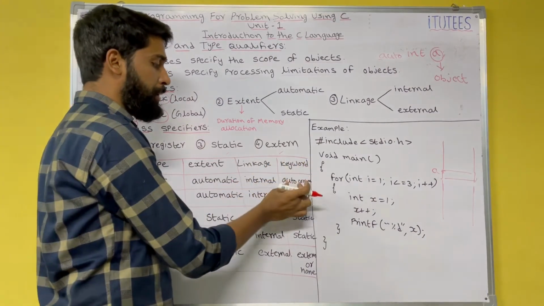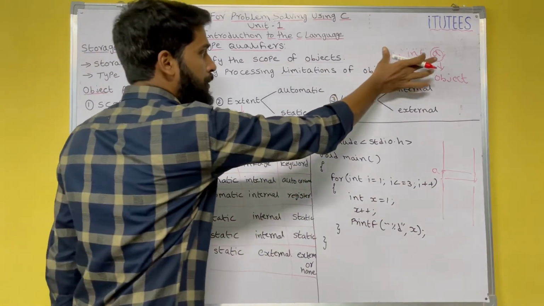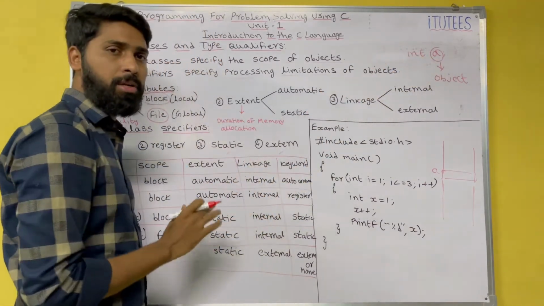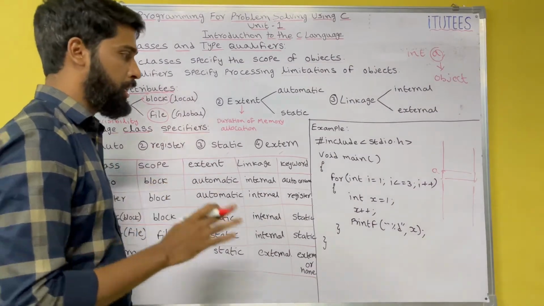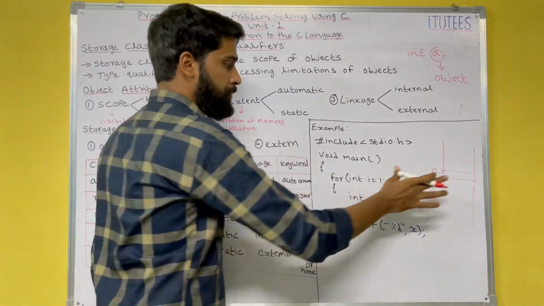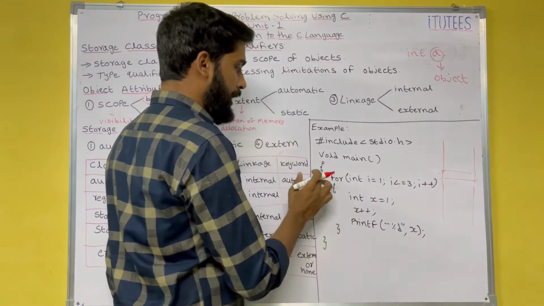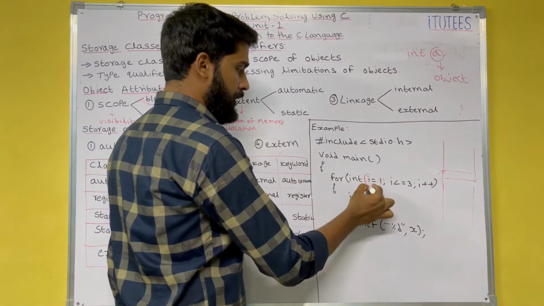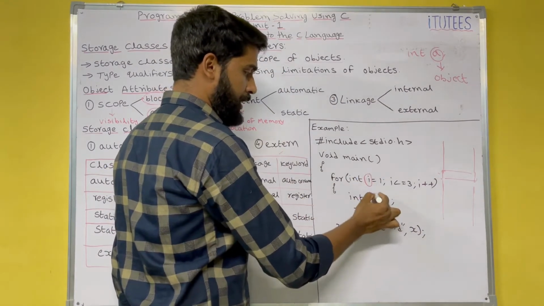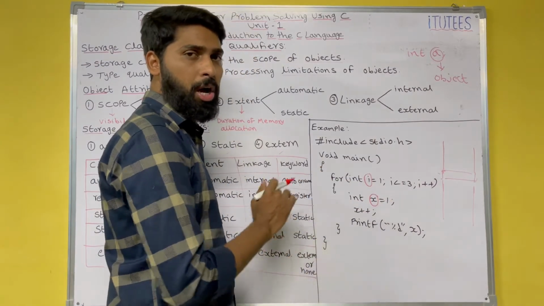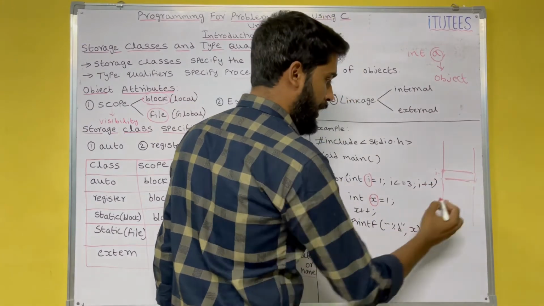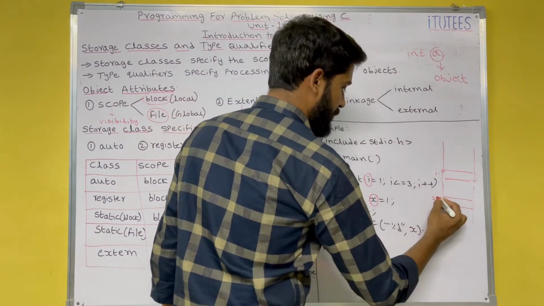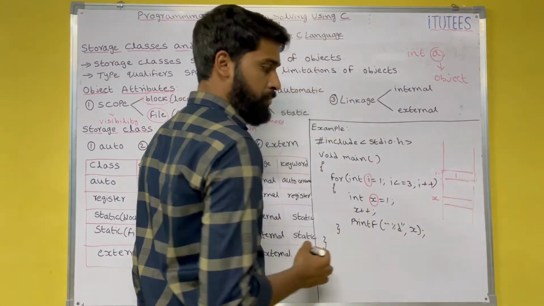And how can we declare it? By using the auto keyword, or by default the variable is also auto. Coming to block, that means it is local. Let us take this example. In this we declare two variables, one is i, another one is x. These two are auto variables. The initial value equals 1.